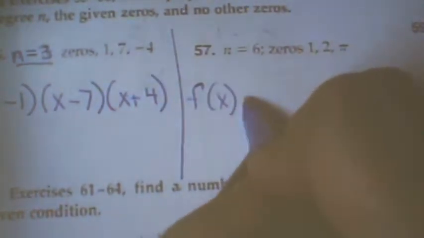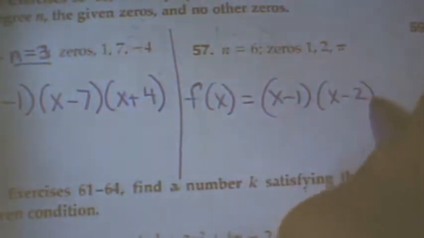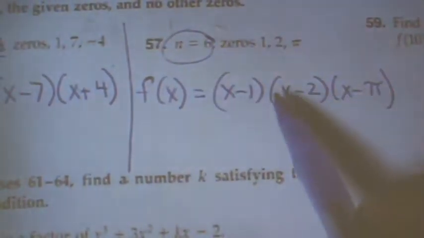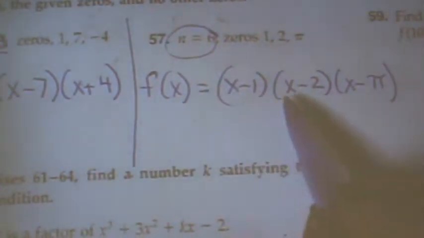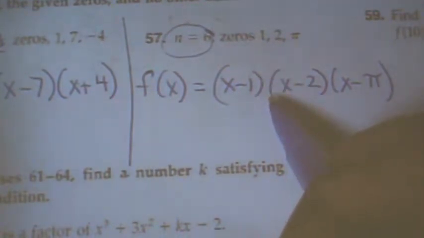Now, see if you recall 57, what to do. The degree is 6. What are my 3 zeros? X minus 1, X minus 2, and X minus pi. Now, what's wrong with this answer? It's not 6th degree. Right now, it's a 3rd degree. How can we turn this into a 6th degree? Jasmine, what would you do? Add 3 x's.